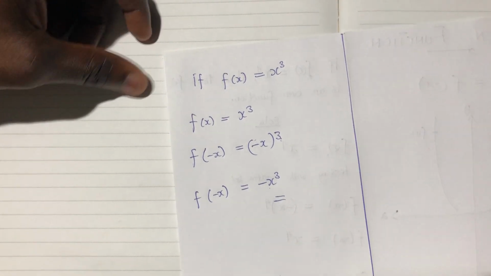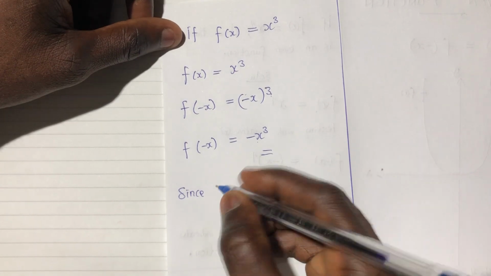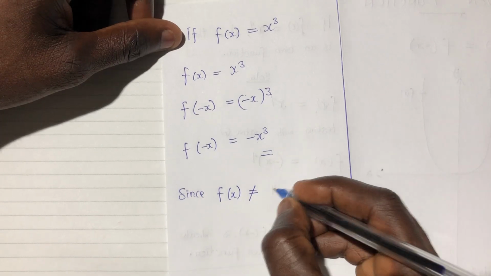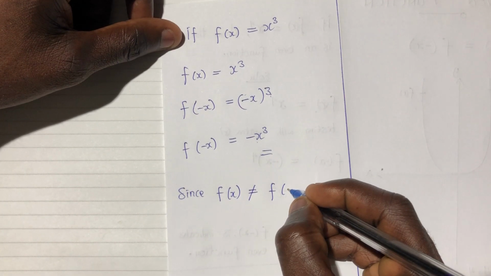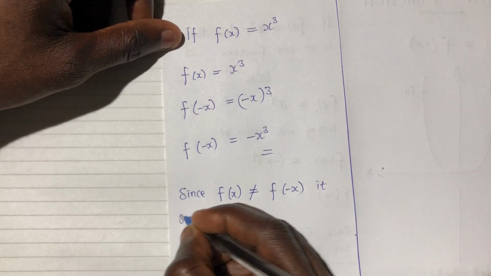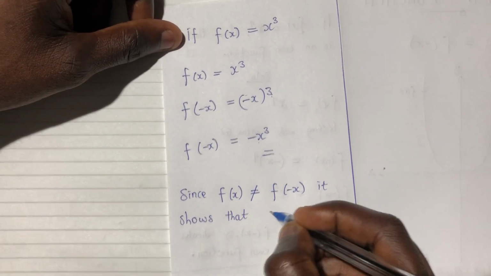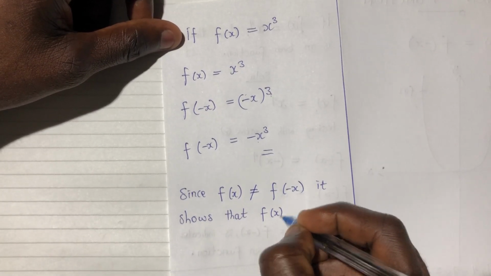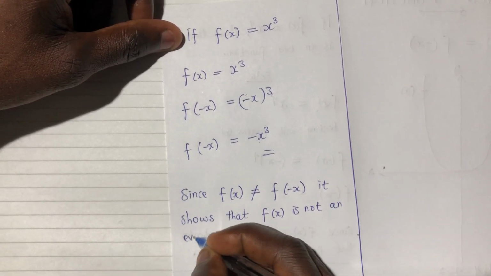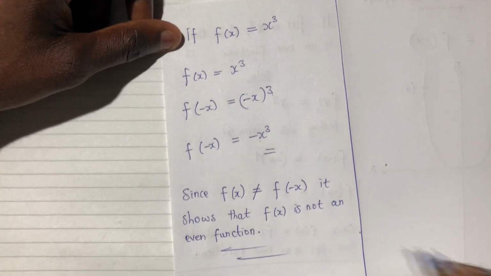So you can write that since f of x is not equal to f of negative x, it shows that f of x is not an even function. So this is my statement.